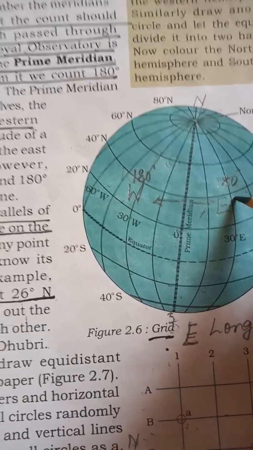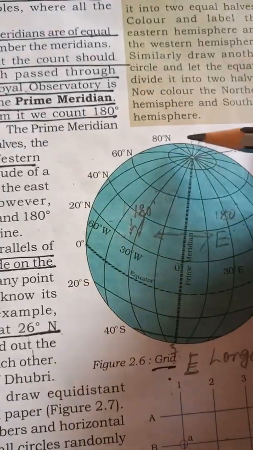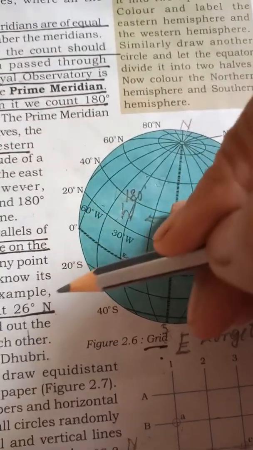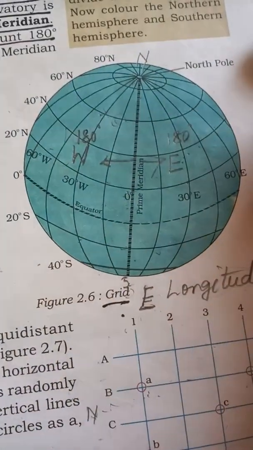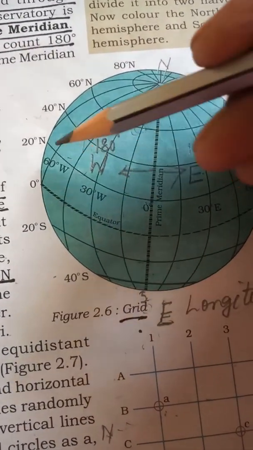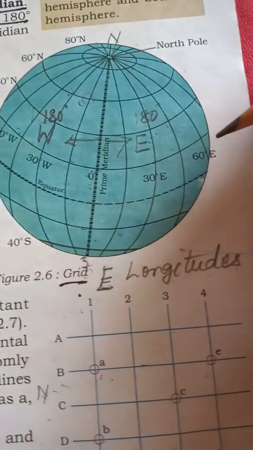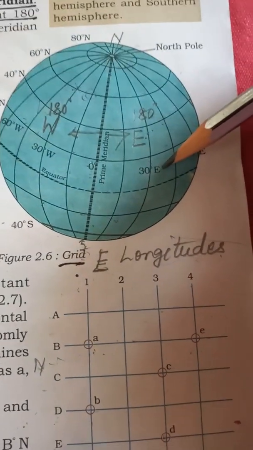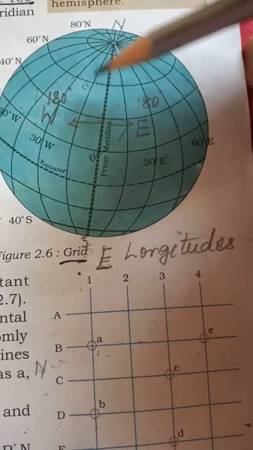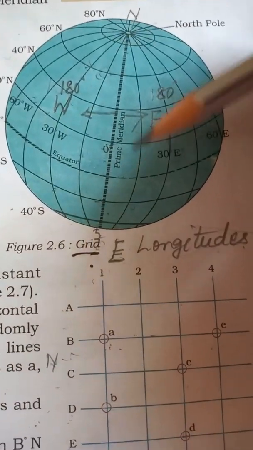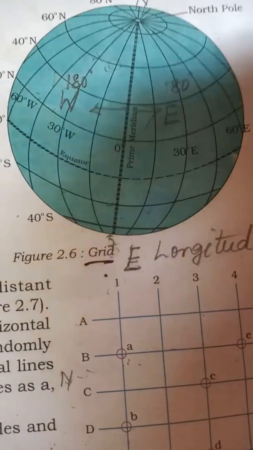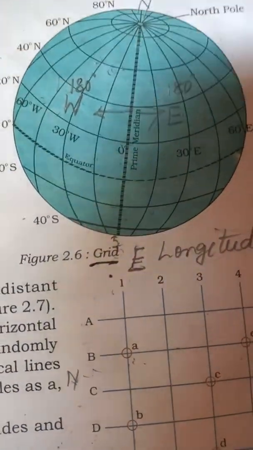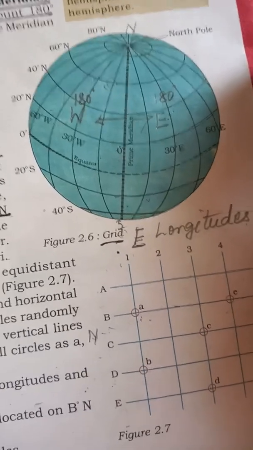Is it clear, children? Now you have already learned that all the degrees in the latitudes are followed by N or S, right? Why? To indicate whether they are north or south of the equator. In the same manner, all the meridians have the letter W or E to indicate they are to the west or east of the prime meridian. So this makes it very easy for us to locate any place accurately on the globe. Is it clear, children? I hope you have understood.